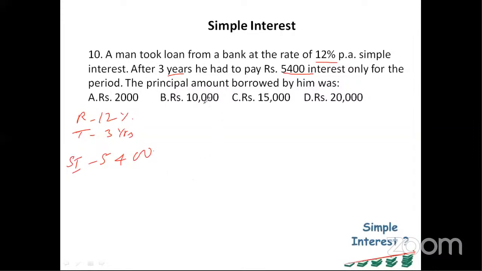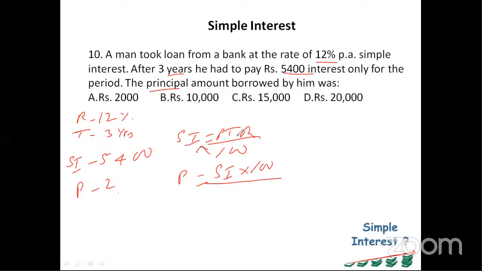5,400. Okay, the principal amount we need to calculate. We need to calculate what is P. We know very well SI is equal to PTR by 100, which means P is equal to SI into 100 divided by T into R. So when we substitute the values, SI is 5,400 into 100 divided by what is the T? Time period is 3 years into rate of interest is 12.